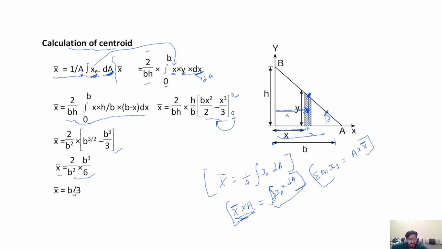In that way, x bar is b by 3, which is already taken in the above table. X bar is equal to b by 3, that is the centroid of the right angle triangle, which is always the same for the geometrical figure, that is in a triangle, b by 3. And this is the centroidal x bar. We can go further for the centroidal y distance, that is for y bar.